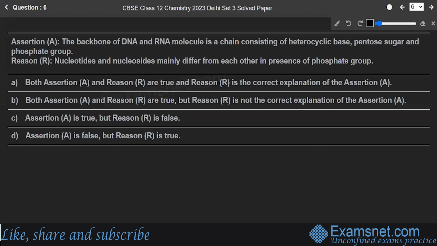Next is question number 6, assertion and reason question. It says the backbone of DNA and RNA molecule is a chain consisting of heterocyclic base, pentose sugar, and phosphate group. Reason says nucleotides and nucleosides mainly differ from each other in the presence of phosphate group. See, the backbone of the DNA and RNA molecules is a chain consisting of heterocyclic base, pentose sugar, and phosphate group. Let's write it down. Heterocyclic base, pentose sugar, and phosphate group. This is right.